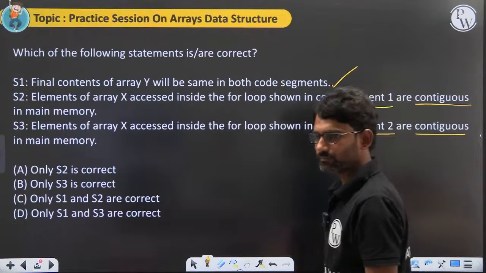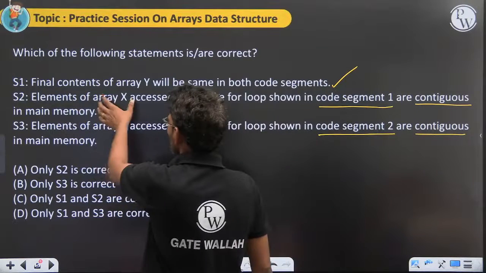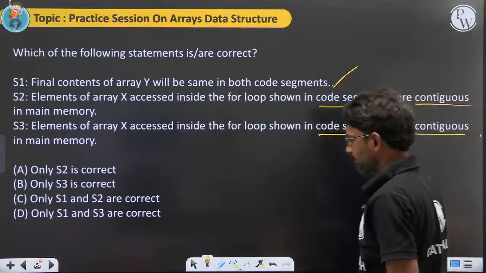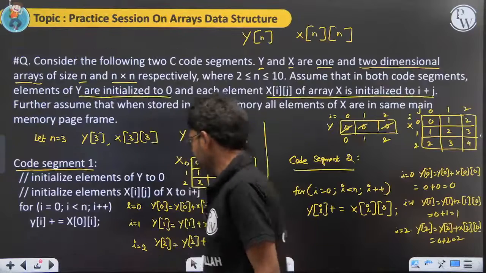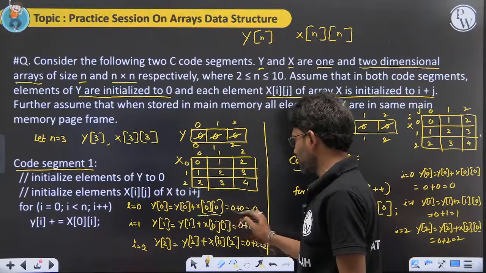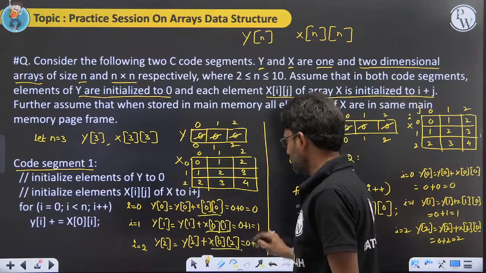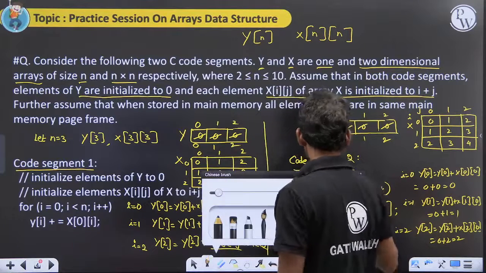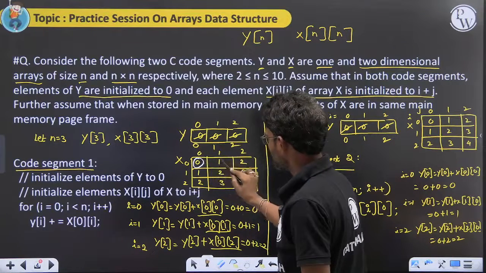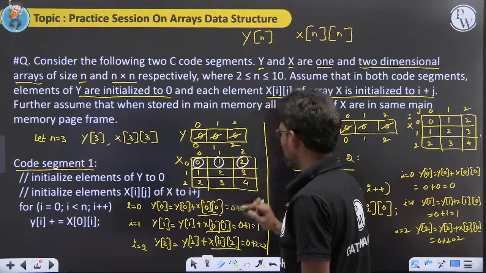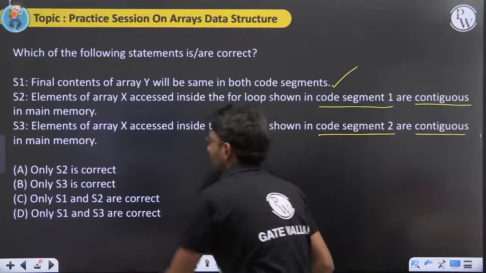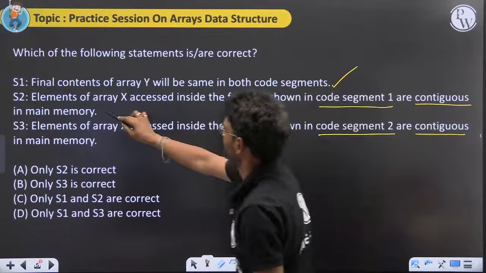Next, elements of array x accessed inside code segment 1. In code segment 1, x elements accessed are 0, 0, 0, 1, 0, 2, 0, 0, 0, 0, 0, 1, 0, 2. They are contiguous, correct? They are contiguous. This is also true.